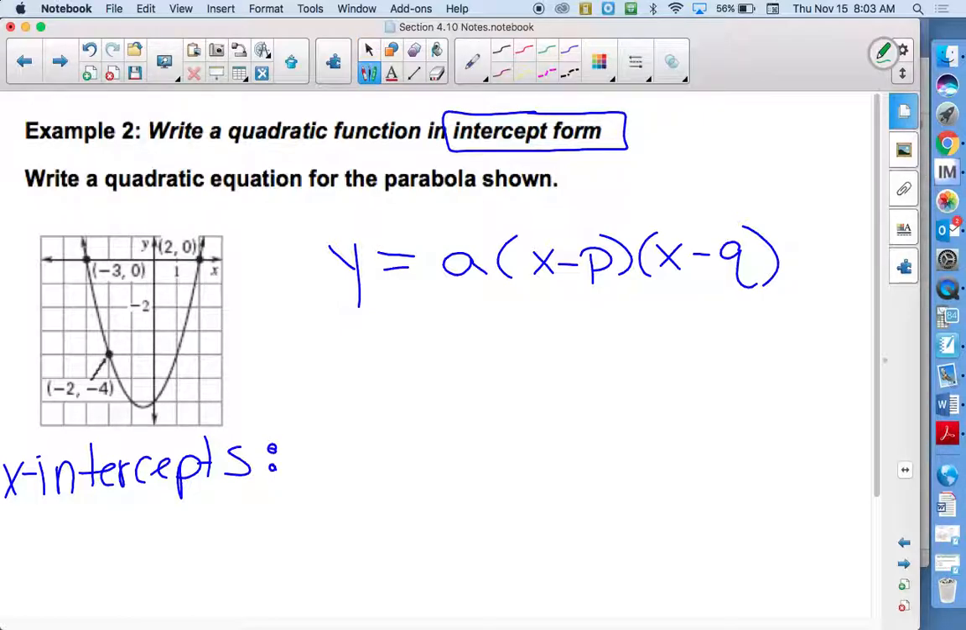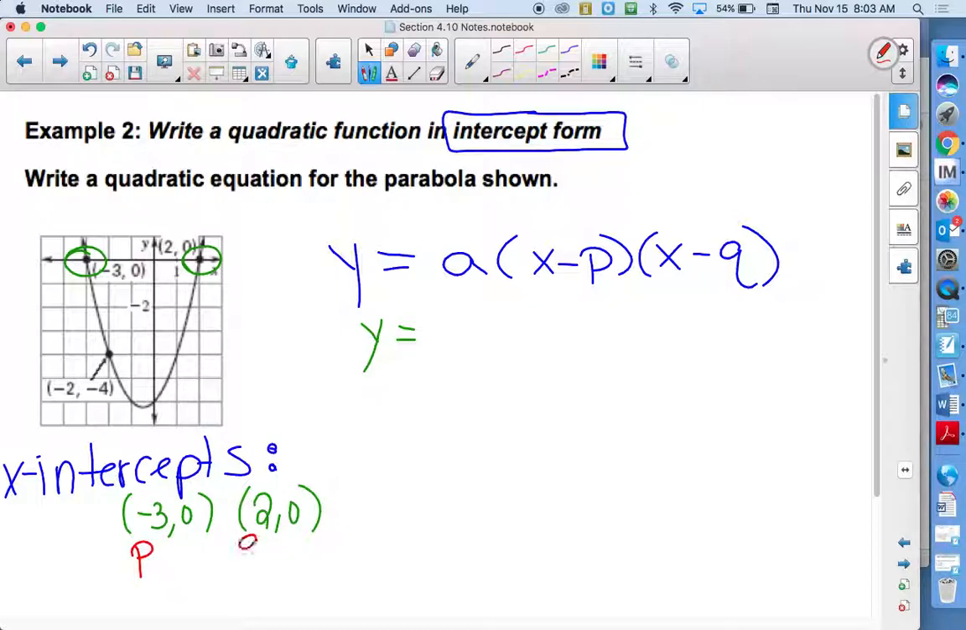Garrett, where are the x-intercepts of a graph? Where it meets the x-axis. Yeah, where it meets the x-axis. So these 2 points here are the x-intercepts, where it's crossing the x-axis. So our x-intercepts are at -3, 0, and 2, 0. One of them is P, the other is Q. It doesn't matter which is which, but both of those represent P and Q.